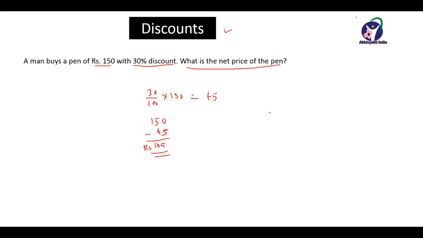But instead of doing so, if there is a 30% discount, it means the customer is paying 70% to the retailer. So just take 70% of 150 to calculate the net price of the pen. So it will be 70 by 100 multiplied by 150, and that will be equal to 105, and you will get the answer in one step only. There is no need to do subtraction.